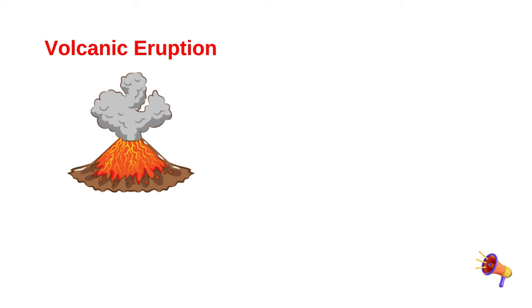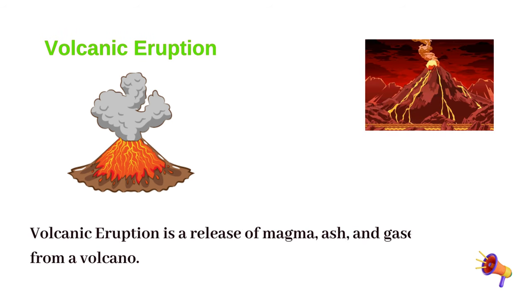Volcanic eruption. A volcanic eruption is a release of magma, ash, and gases from a volcano.